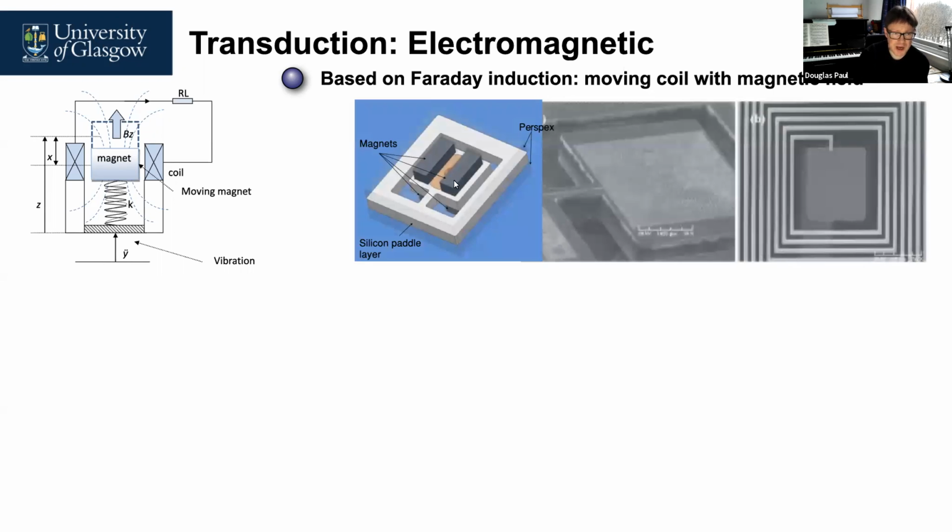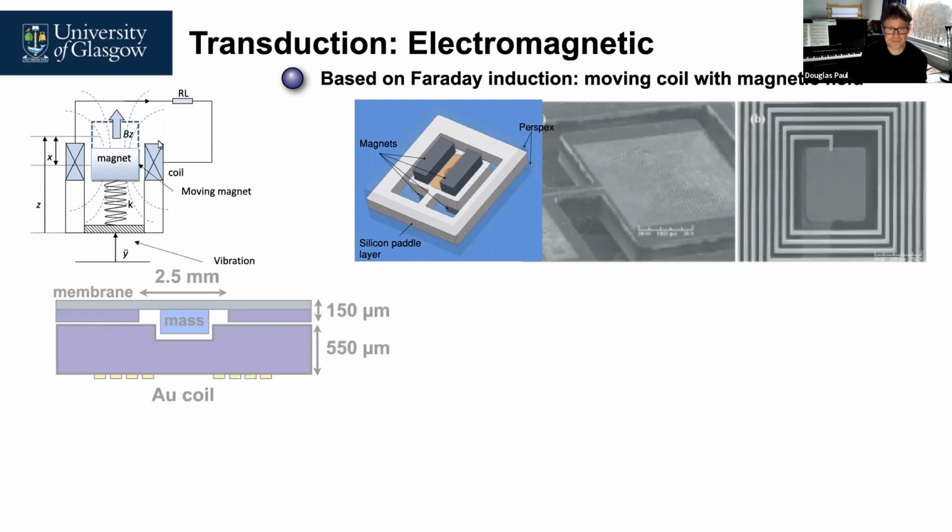So this is our proof mass that moves around, and the coil gets wrapped around this. Here's the actual microfabricated device. You can see the magnet actually the whole way across. And this is an example of a microfabricated copper coil to actually produce the coil that you can see here.